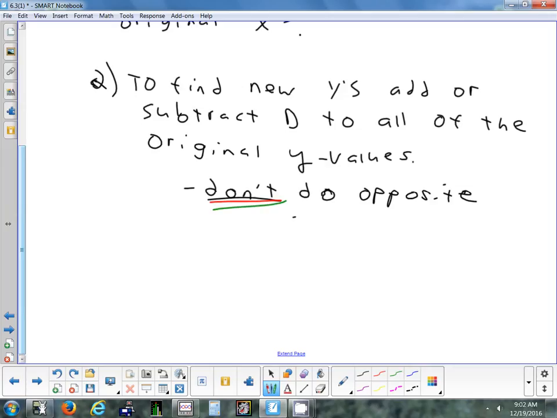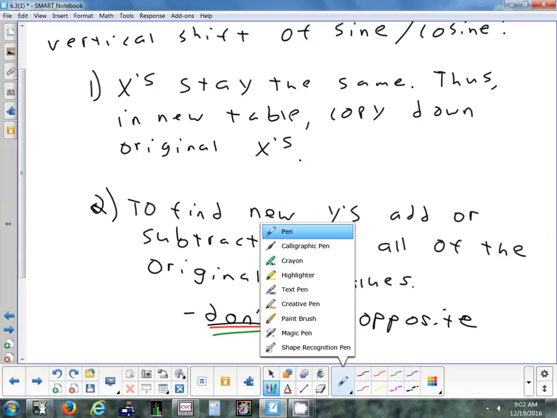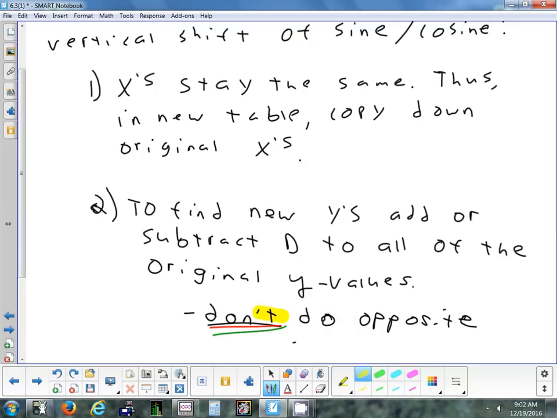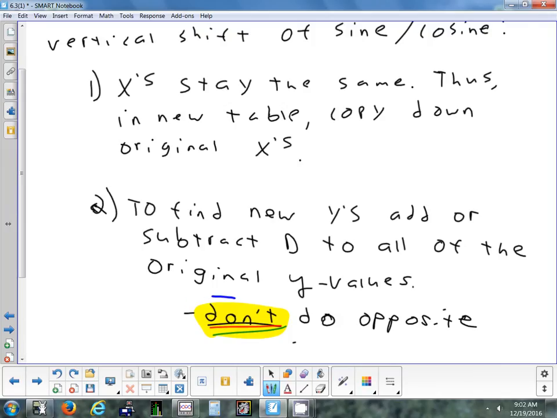Okay, don't do the opposite for this one. A lot of people do the opposite for a vertical shift. I think they just get in the habit if that's what you do for a phase shift. But it's not what you do here. So don't do the opposite.